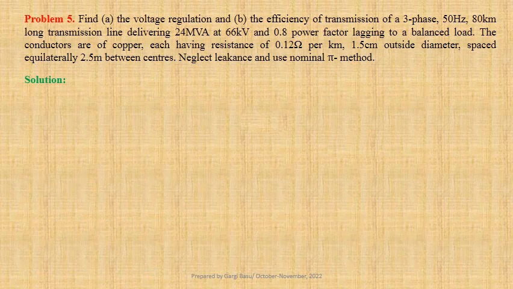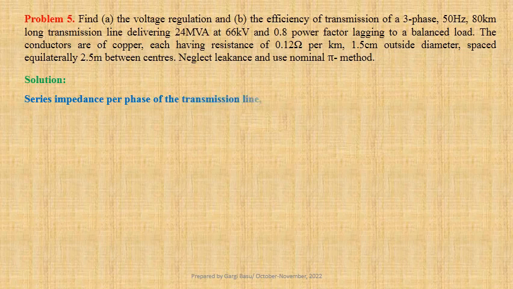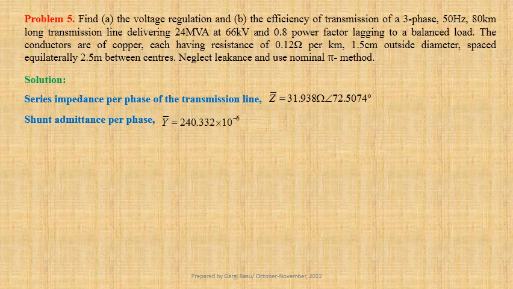We have obtained series impedance per phase of the transmission line Z equals 31.938 ohm at an angle 72.5074 degree, and shunt admittance per phase Y equals 240.332 into 10 to the power minus 6 mho at an angle 90 degree. Let us now calculate Y into Z.